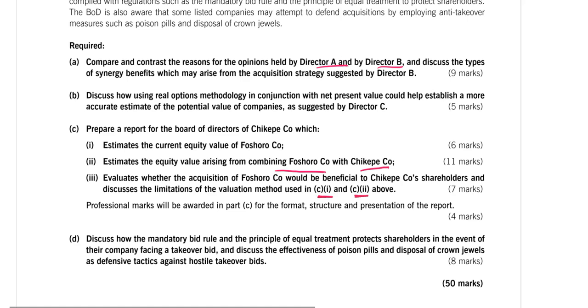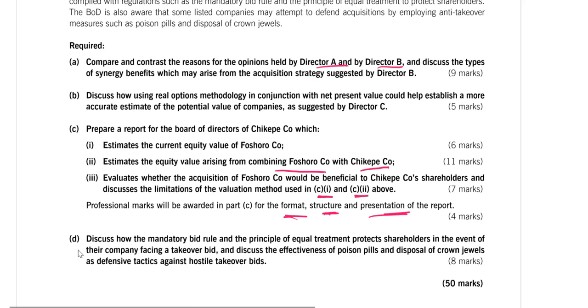So we have to discuss the assumptions which we have taken, and obviously majority of those assumptions we have to discuss are the assumptions of the part 1 and part 2 of the C method, and majority of those assumptions will become the limitation. Professional marks will be awarded for the format, structure and presentation of the report.